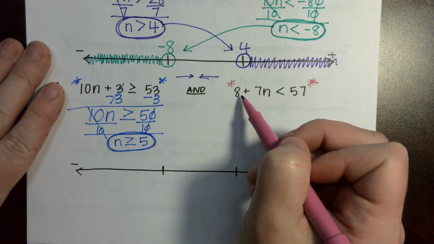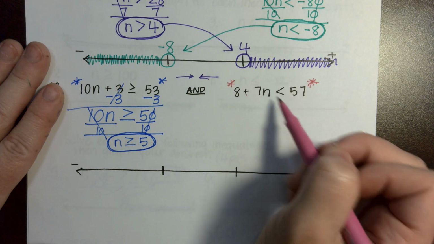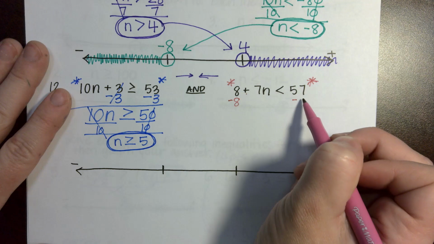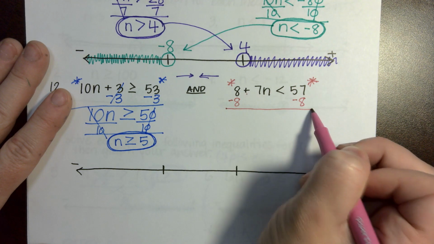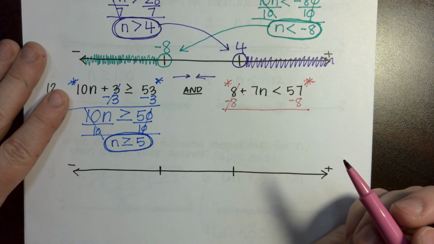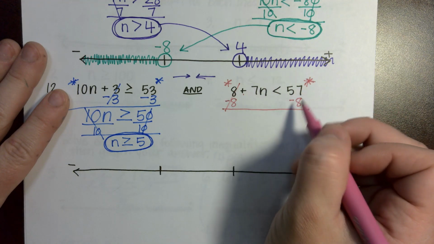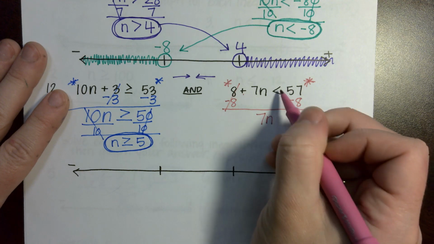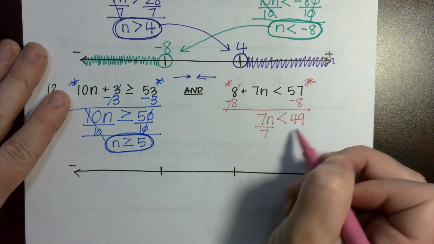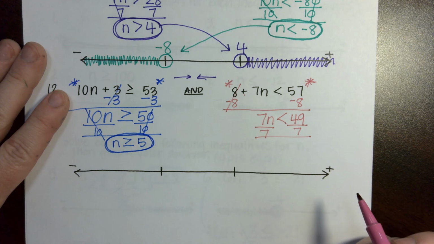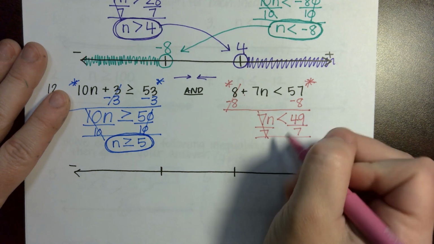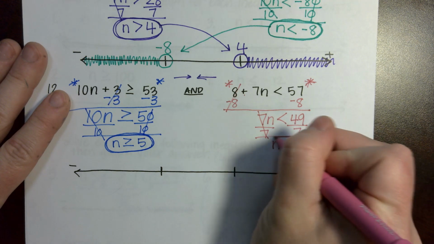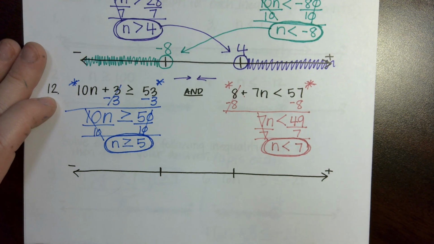All right, 8 plus 7 times n, less than 57. What's first? Minus 8. Yes, minus 8 from both sides. My 8's will cancel. 49. Yep, 57 minus 8, that is 49. And I'm going to bring down 7 times n is less than. Divide by 7, good. 7's cancel. Bring down n is less than 7, good. All right, now we've got both our answers.